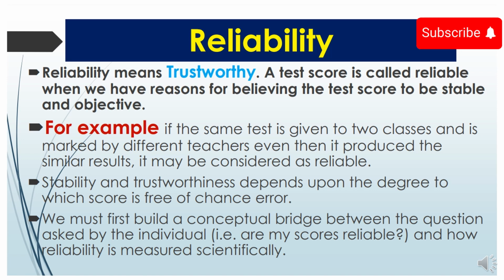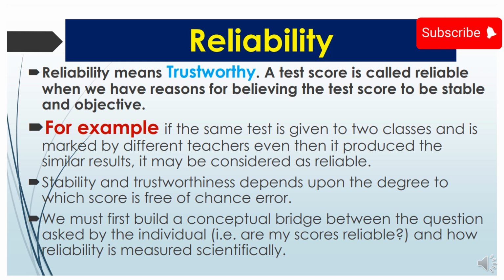What is the definition of reliability? Reliability means trustworthy. A test score is called reliable when we have reasons for believing that the test score is stable and objective. For example, if the same test is given to two classes and is marked by different teachers, and even then it produces a similar result, it may be considered reliable. Stability and trustworthiness depend upon the degree to which the score is free of chance error.